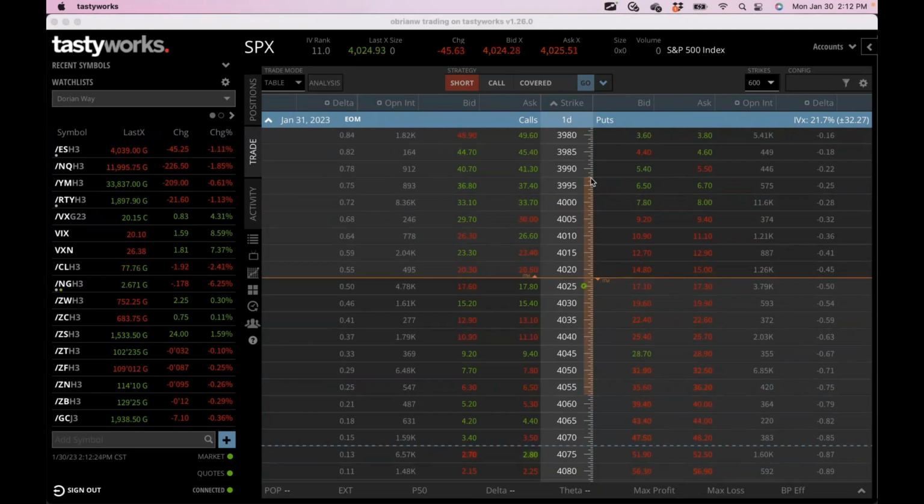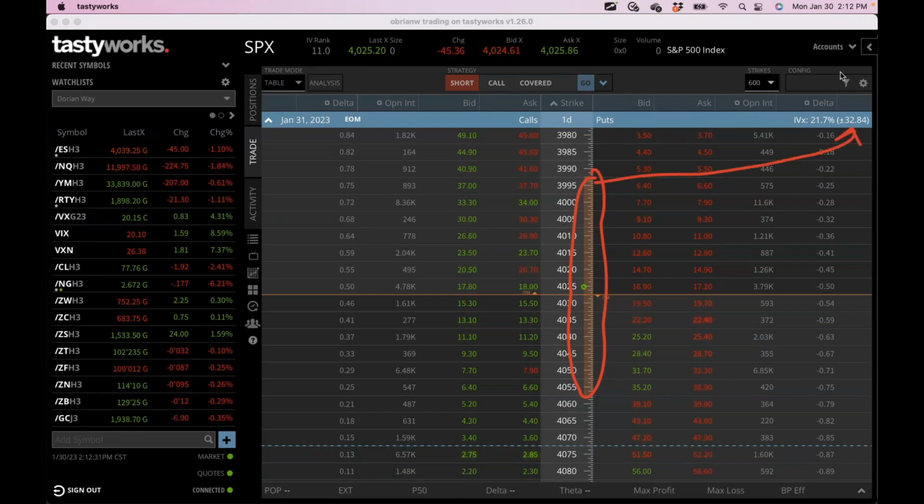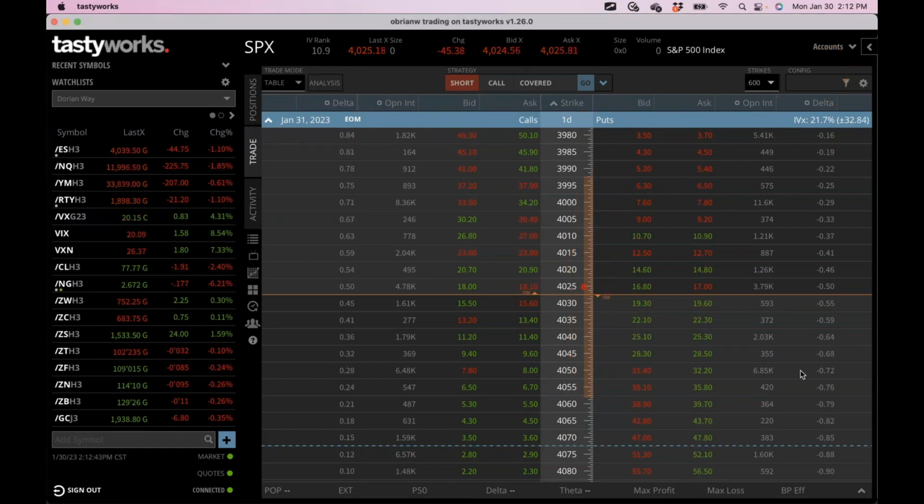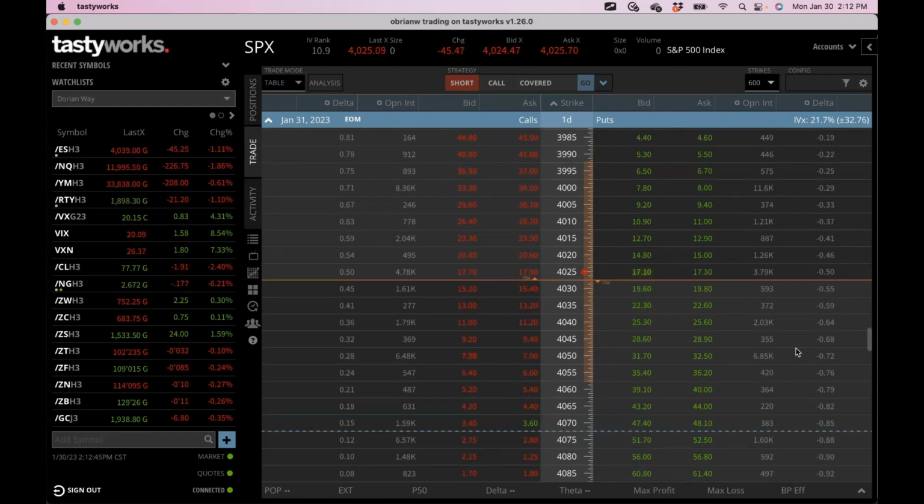On Tastyworks, they give you this kind of ruler here that's giving you the expected move. If you're on the Thinkorswim platform or some other platform that gives you the expected move on the option chain, then it's usually in this far right corner over here. Tastyworks gives it to you in 2 different ways, and this is a really good visual because you can see what's going on.